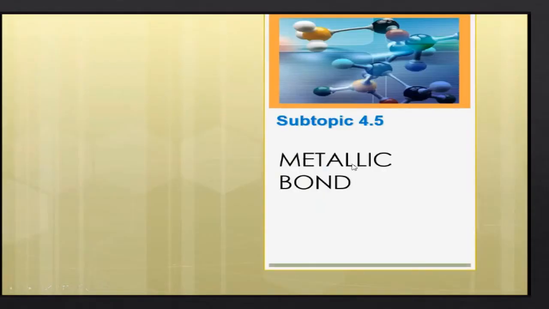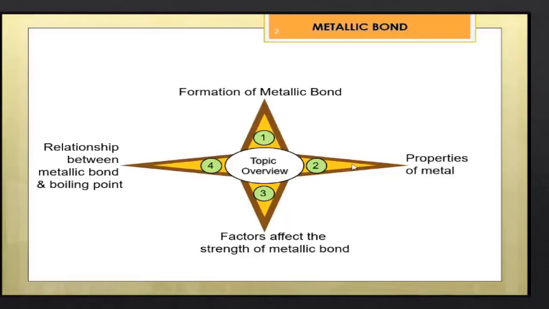Chapter 5, chemical bonding, metallic bond. For this chapter, we are going to learn about the formation of metallic bond, the properties of metal, the factors that affect the strength of metallic bond, and the relationship between metallic bond and boiling point.